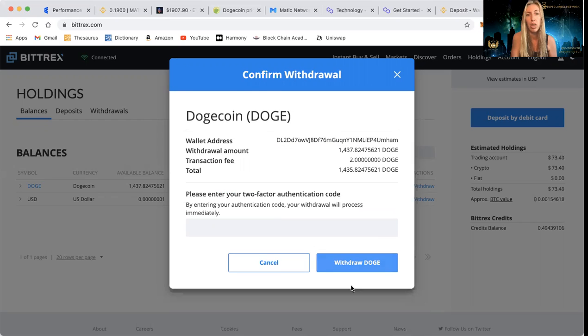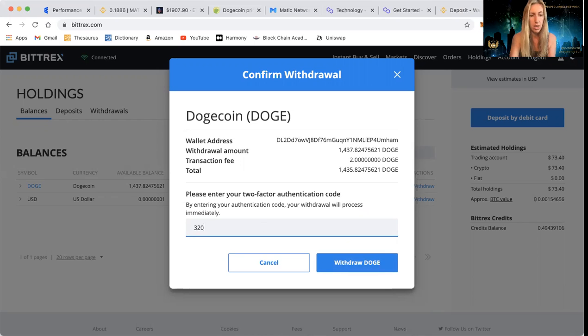Withdraw Doge. Wallet address, withdrawal amount, the transaction fee, the total. I've got to enter my two-factor authentication code from Google Authenticator. So let me go ahead and do that and pull that up for Bittrex. Here we go.